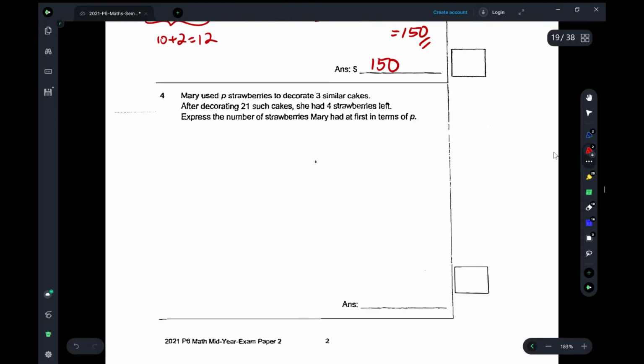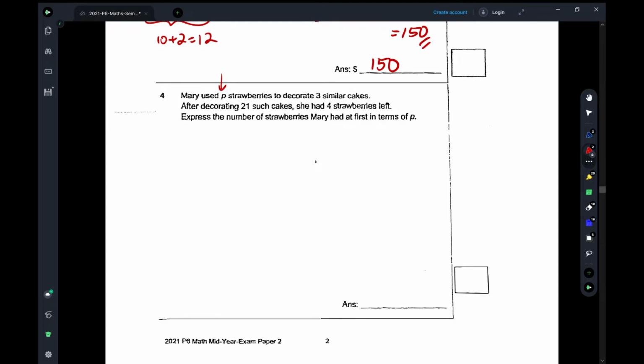Okay, moving on to the next one, which is an algebra question, because we see the P here. Mary used P strawberries to decorate 3 similar cakes. After decorating 21 such cakes, she had 4 strawberries left. Express the number of strawberries Mary had at first in terms of P. So most students will be stunned when reading questions without all the numbers being numbers.